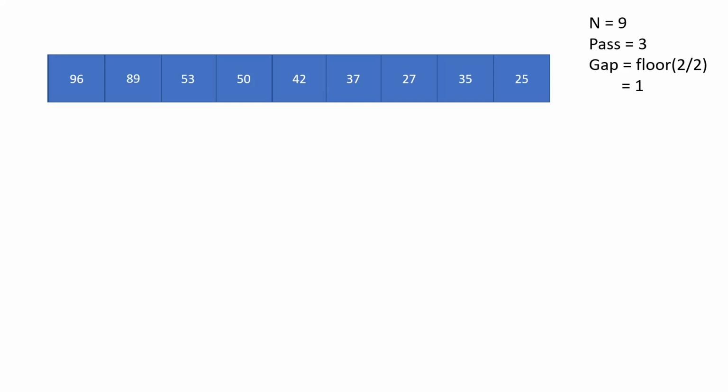42 and 37, 42 is bigger, nothing will change. 37 and 27, 37 is bigger, so nothing will change. 27 and 35, since 35 is bigger, 35 and 27 will switch position. So 35 in front, 27 behind. And now we compare 27 and 25. Since 27 is bigger than 25, nothing will change. And that's all.